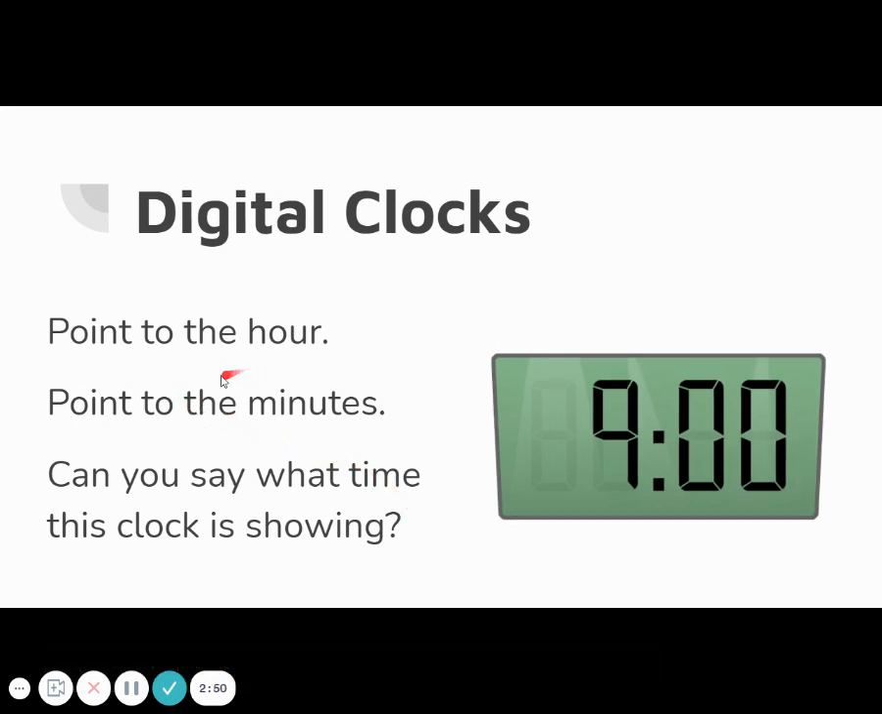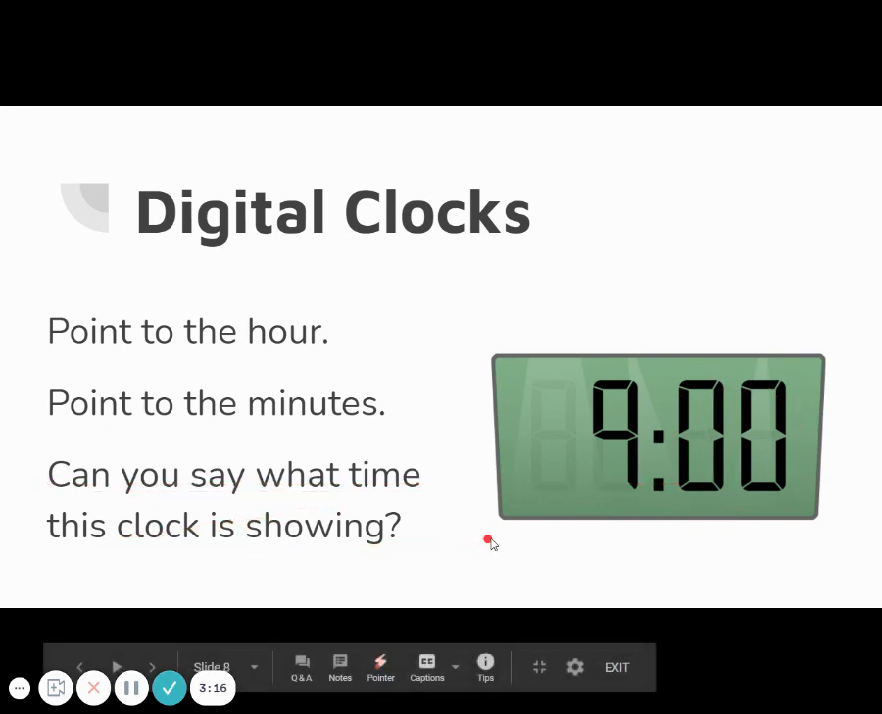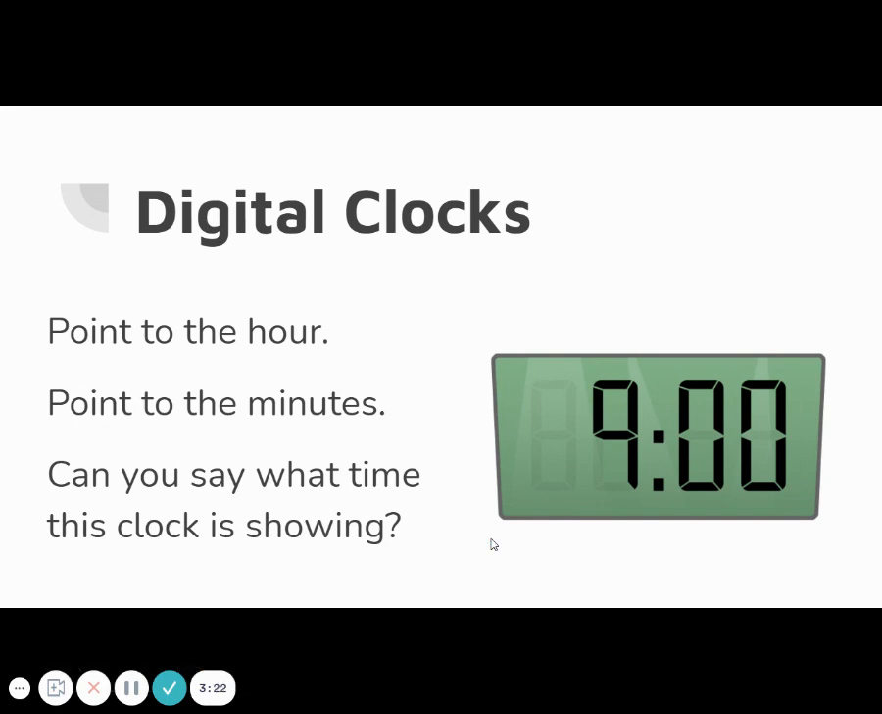All right, point to the hour first. I'll give you 5 seconds. You should be pointing to the 9, right? And then afterwards, you're going to point to the minutes. So I'll give you a couple seconds. Good, you should be pointing to the zeros. Excellent. So can you say what time this clock is showing now? You should have said it is 9 o'clock. Good job, because the hour is at 9 and these minute numbers are 00, so 9 o'clock. Good job, friend.